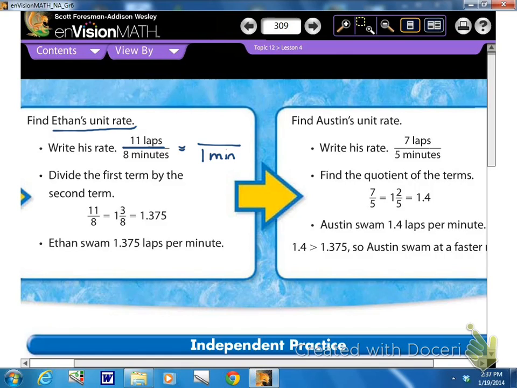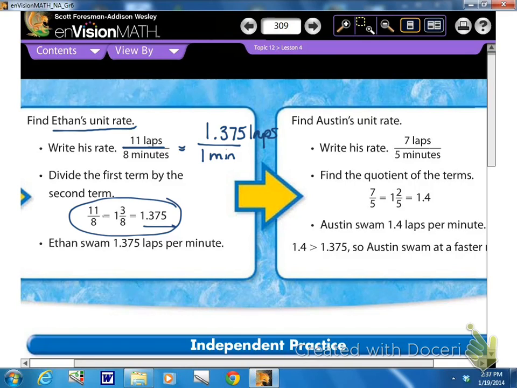So you're going to divide the first term by the second term, or 11 divided by 8, which they show you down here. And they show you what it would be in a fraction, but I want it in a decimal, a little bit easier to compare. So if you just punch in your calculator 11 divided by 8, you're going to get 1.375 laps. That's how far Ethan can swim in 1 minute.